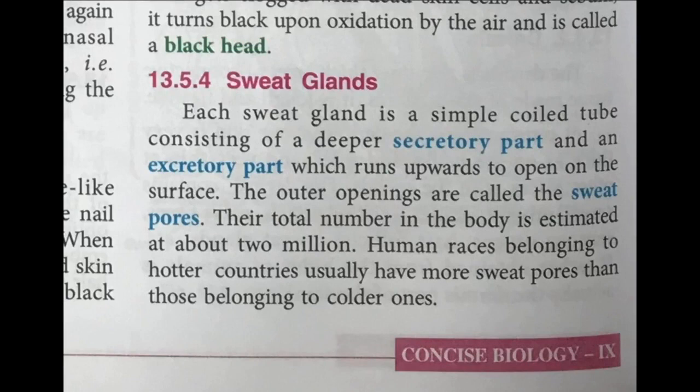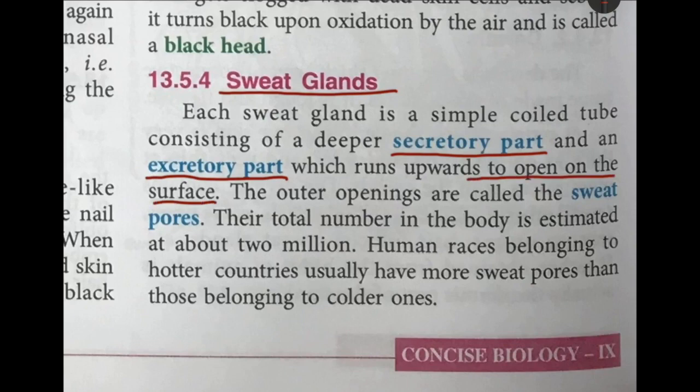To continue with the skin chapter, today we are going to learn about the sweat glands which you find in the skin. Now each sweat gland is a very simple coiled tube, and deep inside you have the secretory part which secretes the perspiration together with the nitrogenous waste, and an excretory part, that is the part which comes out to the surface of the skin. So the excretory part runs upward to open on the surface. The outer openings are known as the sweat pores.